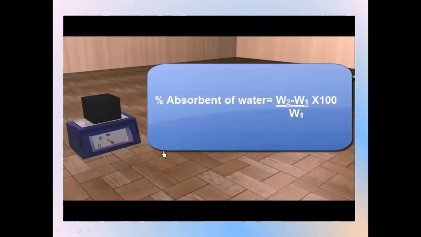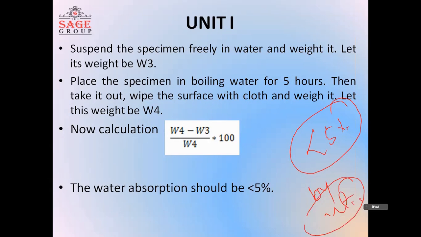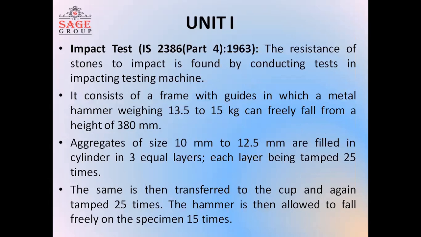For a good quality stone, it should not absorb water more than 5%. That means a good quality stone absorbs less than 5% of water by weight. If the stone absorbs water more than 5%, then it is considered a stone which is porous in nature, having potholes, having some pores. That means it is hollow in nature and absorbs more water, and it will harm our structure if we use it in construction work.